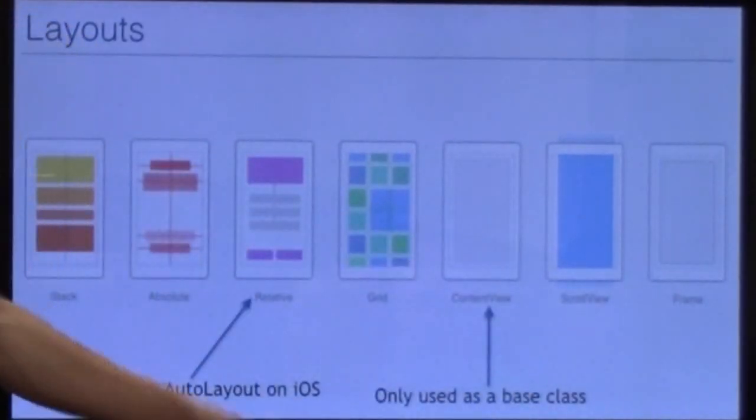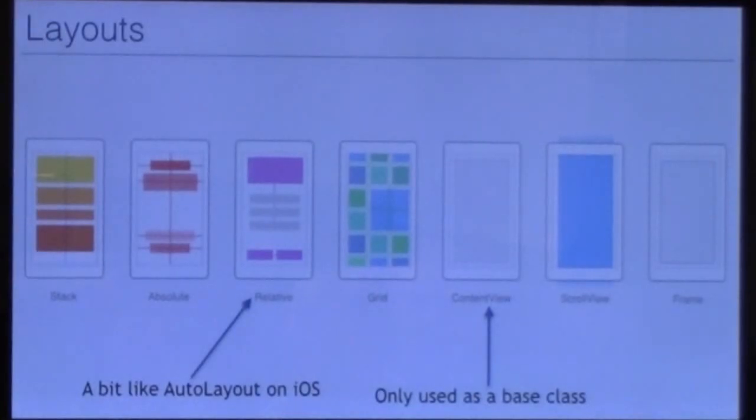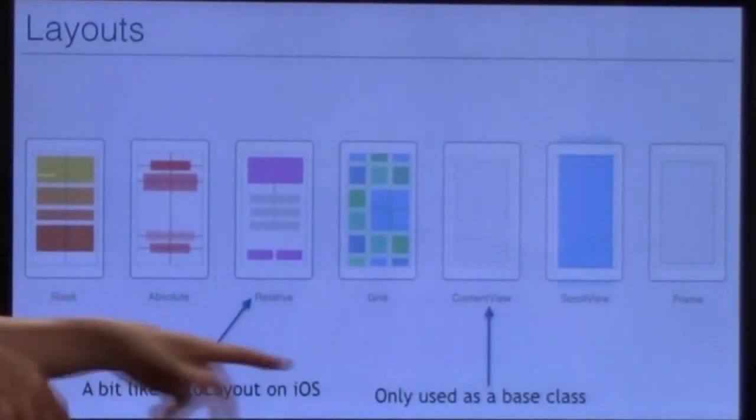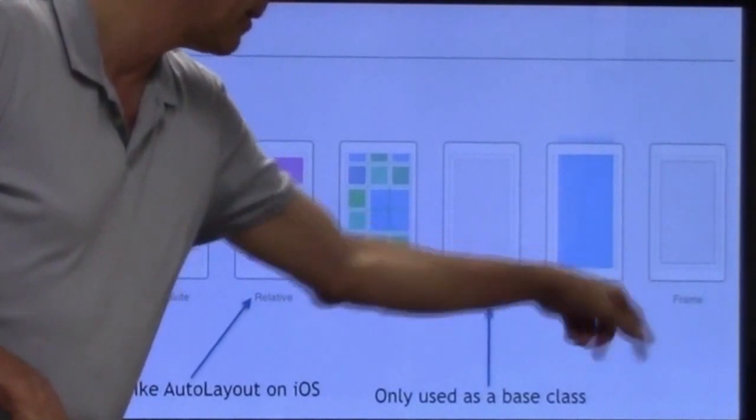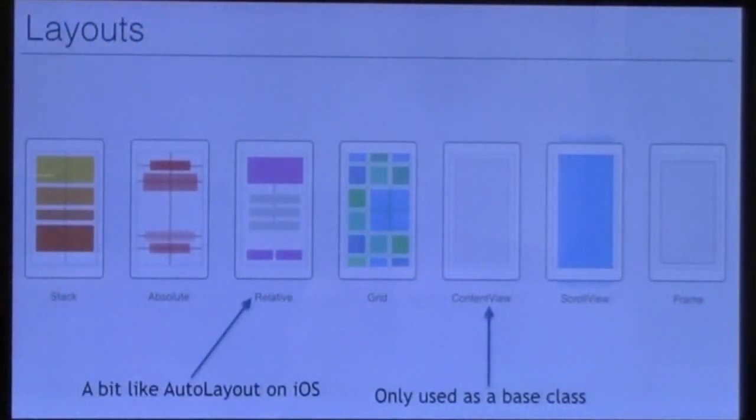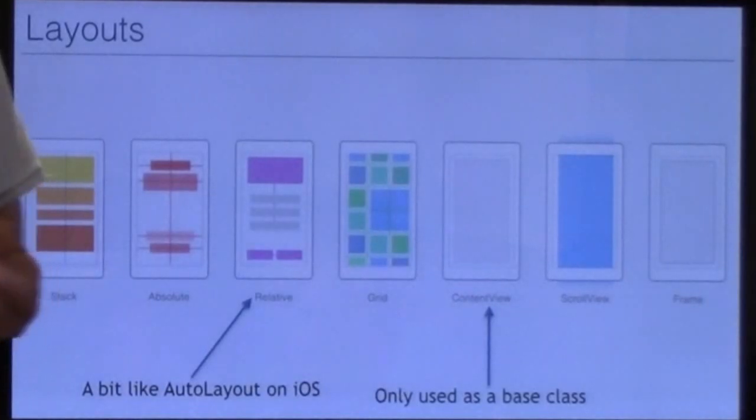Scroll view allows you to have elements that scroll up and down, left, right. And then frame basically puts a frame around the things that are in your, I think that's what that does. Can't remember. I don't use it. Around your user elements, UI elements.